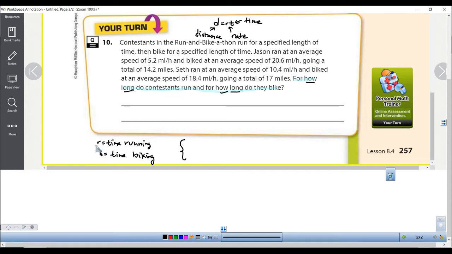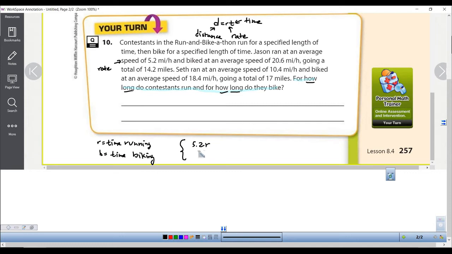Remember, we always have to start with our two unknowns. And now that we have our two unknowns, then what are we ready to do? Now we're ready to write a system of linear equations. All right, and we're going to use this idea that the rate times the time equals the distance, right? So here we go. Jason ran at an average speed. Remember, speed is another word for rate, or maybe I should say rate is another word for speed because we use speed a lot more than we do for rate. So we go 5.2, right? And that's running.